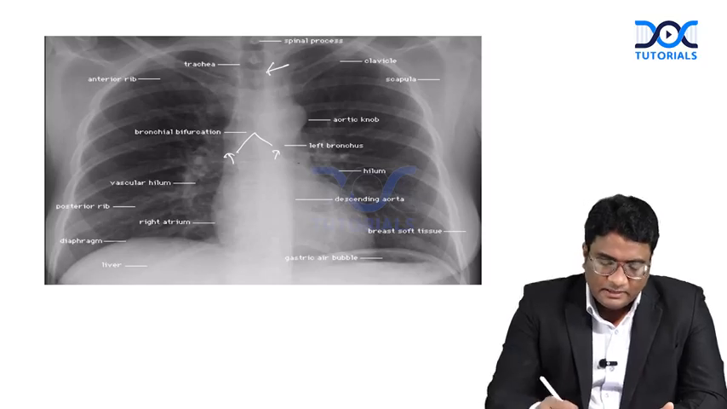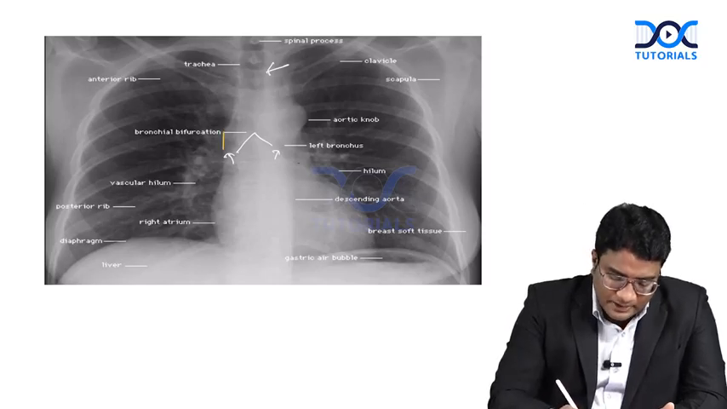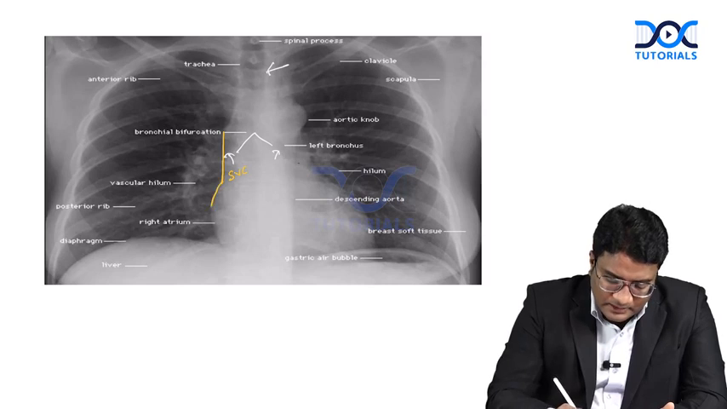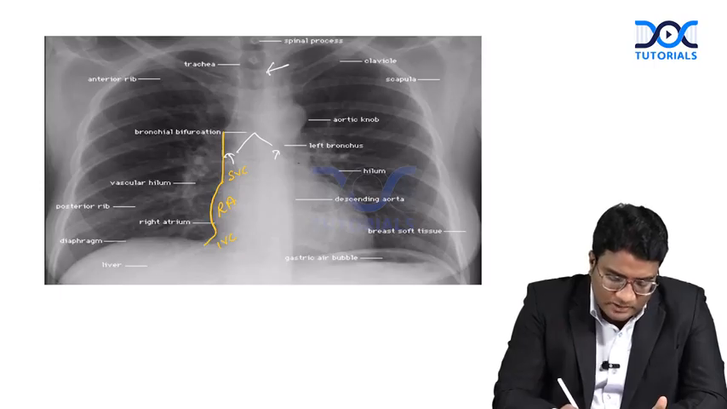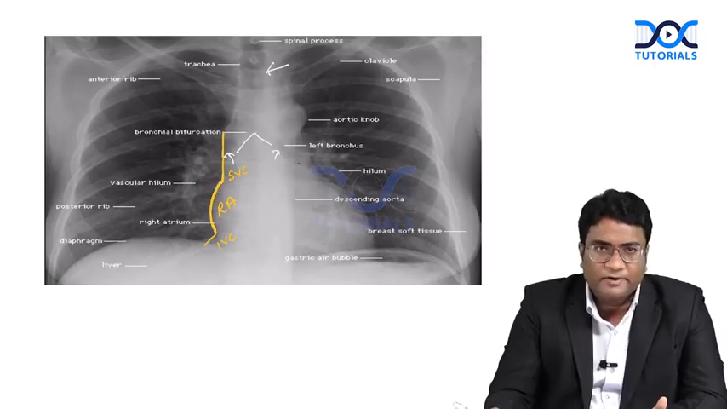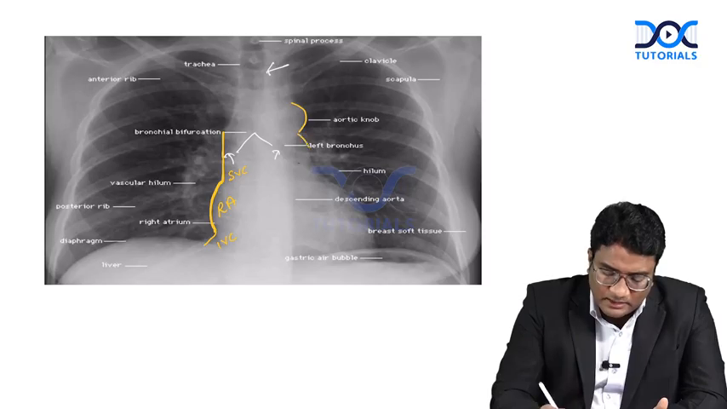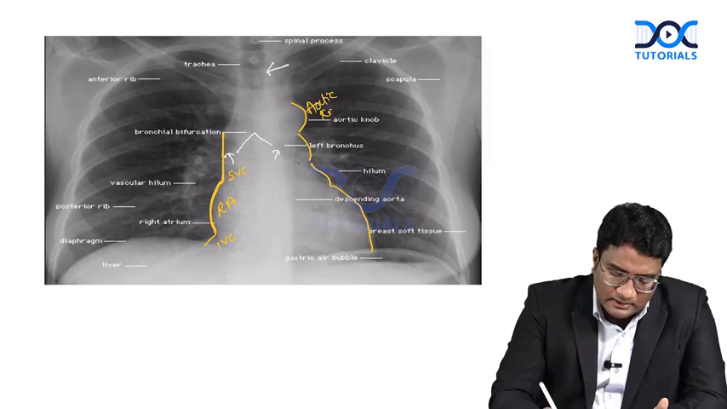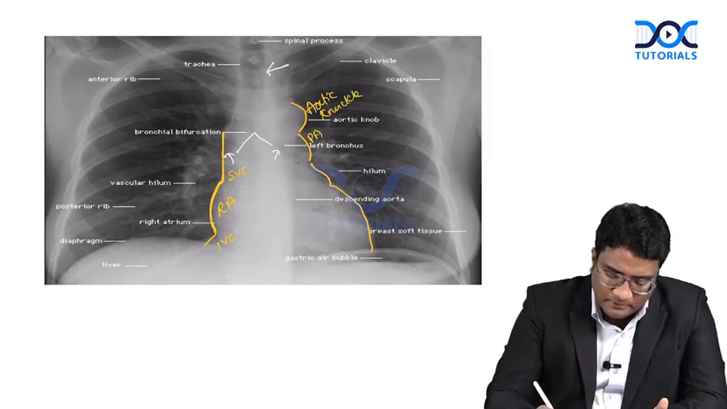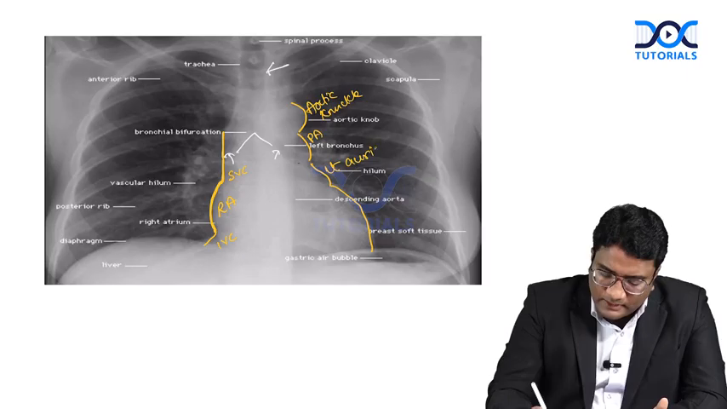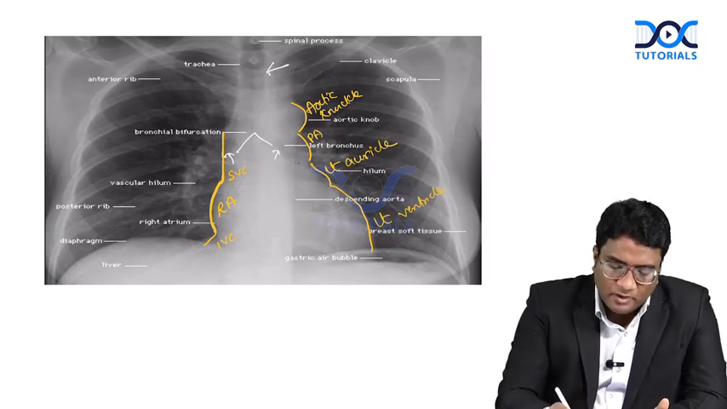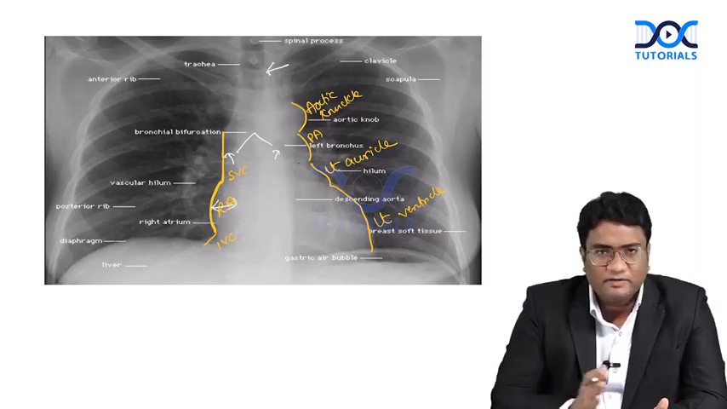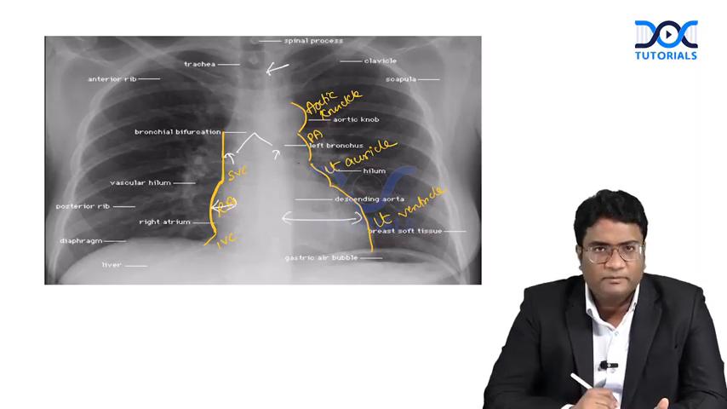And the heart borders. The right heart border is formed by the superior vena cava, the right atrium, and a part of the inferior vena cava. This straight line is the superior vena cava, and once it starts to bulge out, that is the right atrium. The left heart border is formed by the aortic knuckle, the main pulmonary artery, the left auricle, and the left ventricle. And remember, only 1/3 of the heart is to the right of the vertebra, and 2/3 is to the left of the vertebra.